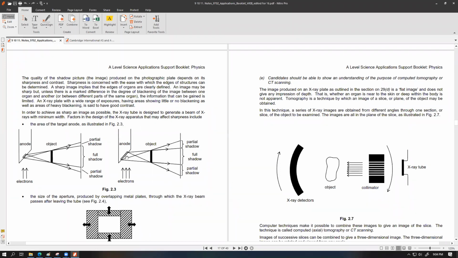This thing would be even worse if the target area of the anode was even bigger. The bigger the target area of the anode is, or the wider the source is, your partial shadow region is going to get even thicker, making the object lose more of its sharpness. The point that they are trying to show us over here is that the smaller the target area on the anode, the better the sharpness is going to be. So if we make the electrons hit a very small region on the metal target, then the image produced on the X-ray film can be much sharper.